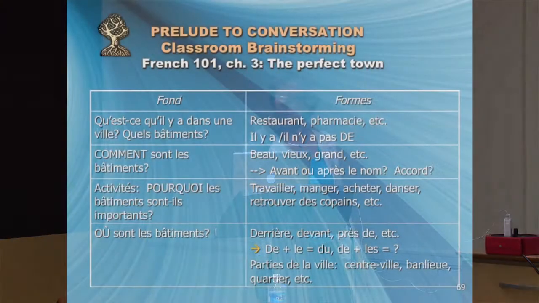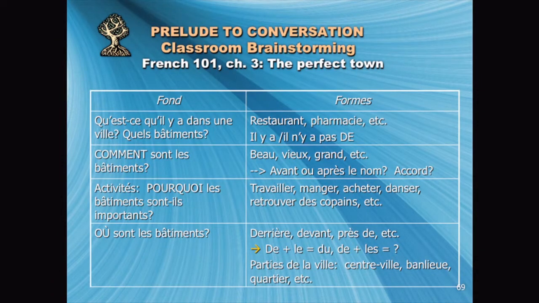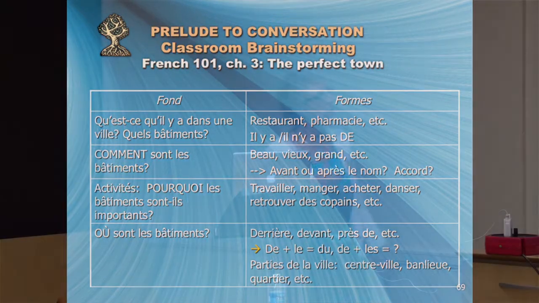Definitely intermediate mid, lots of detail, okay? Then what kind of pre-speaking did she do? First, what do you have in a typical city? What are the buildings? Vocabulary review. How are those buildings? Review of some adjectives. Old, new, tall, short, small. Then why are those buildings important? What do you do in them? Verbs. And then where are those buildings? Review of prepositions. She left that up, and you got intermediate low out of it.